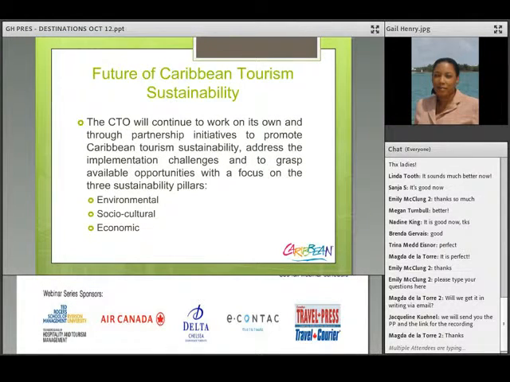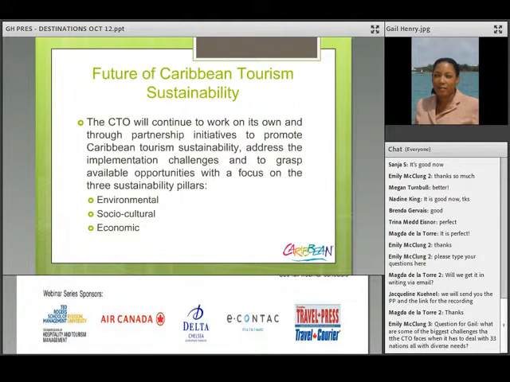I just wanted to end by saying that as an organization, the Caribbean Tourism Organization will continue to work on our own, as well as increase our efforts to find partners who will work with us to promote sustainability in the tourism sector and address a lot of the challenges we mentioned, as well as identify and make available to our members opportunities that focus on the three pillars of sustainability: environmental, socio-cultural, and economic.